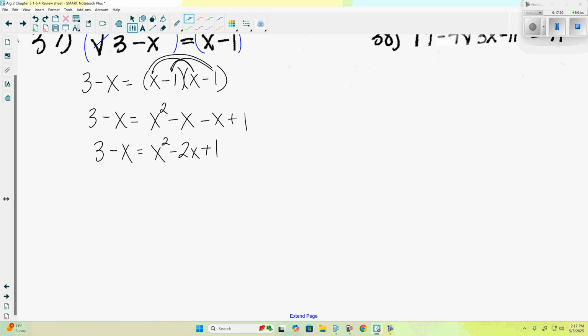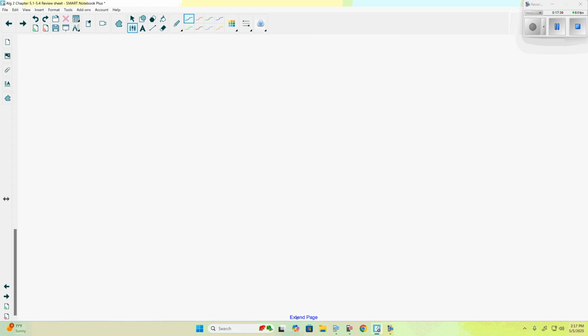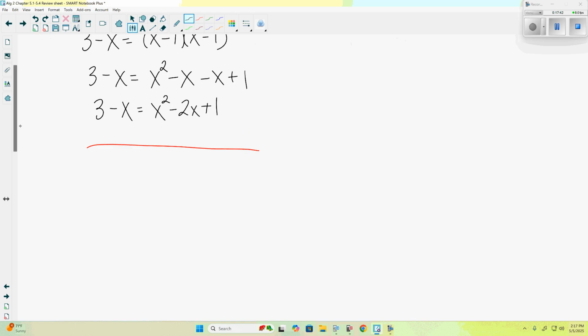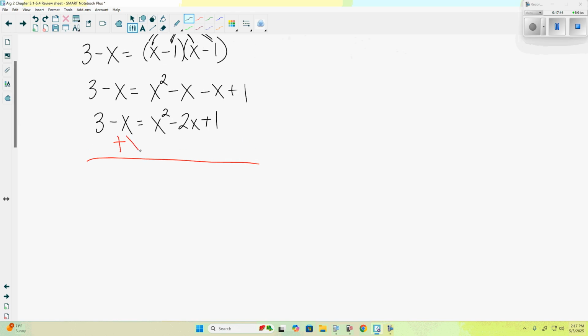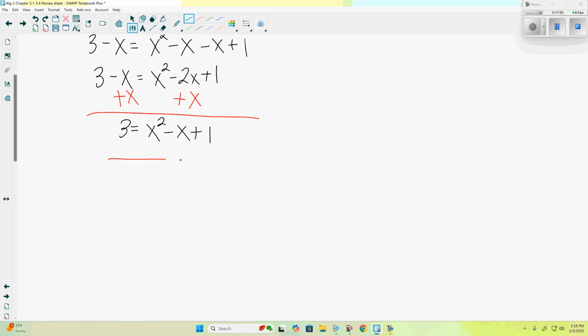Now, since we do have an x squared term and x to the first term, we are going to have to get this equation equal to 0. So what can we move first? We're going to add x, and we're also going to have to subtract 3. Telling us that 0 is equal to x squared minus x minus 2.